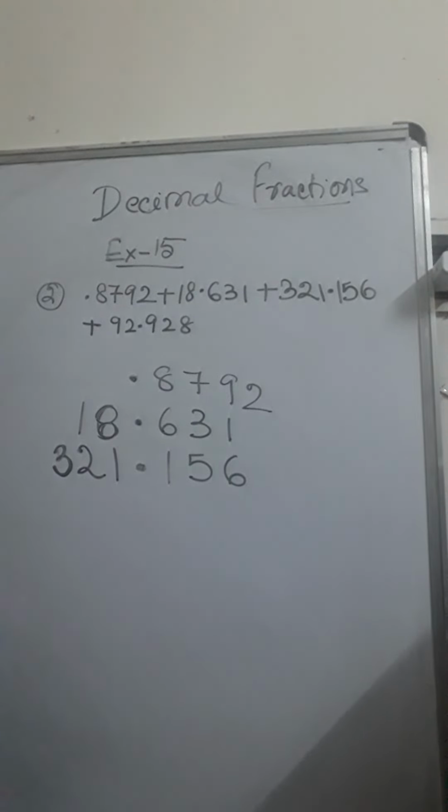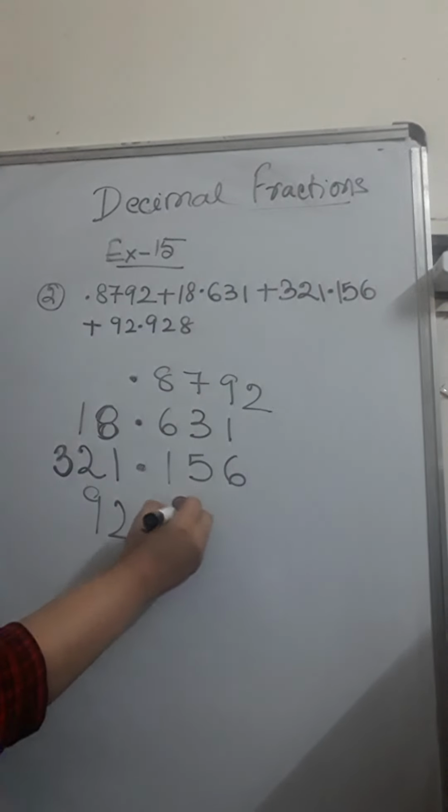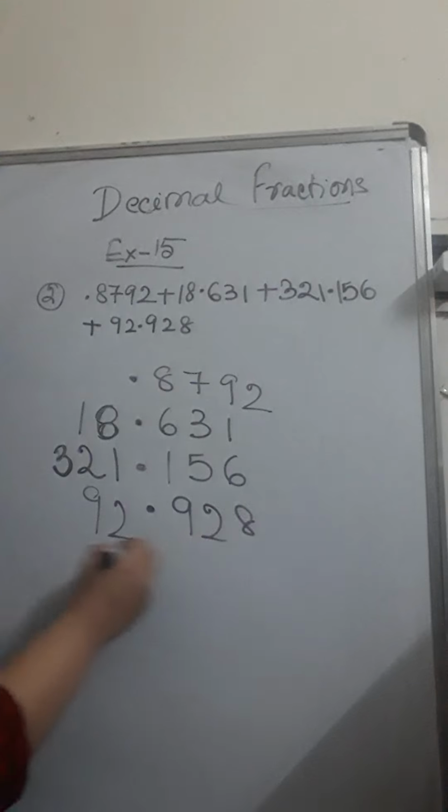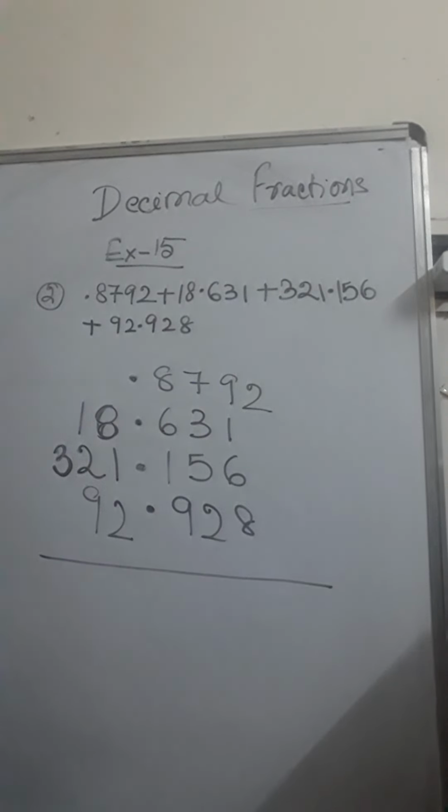Then next number is 92.928. Again it's a double digit number, so it is having the place value of unit and 10. So 92 will be written like this, 0.928. Now you need to add the numbers.